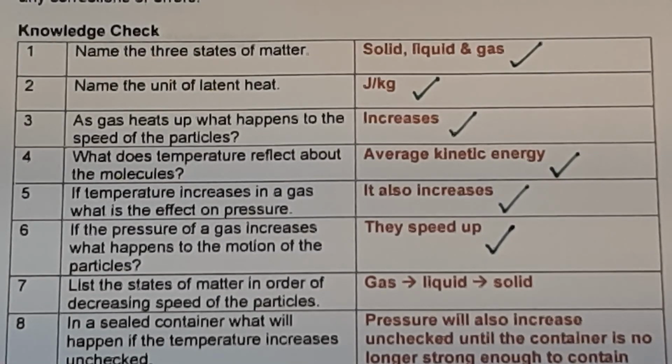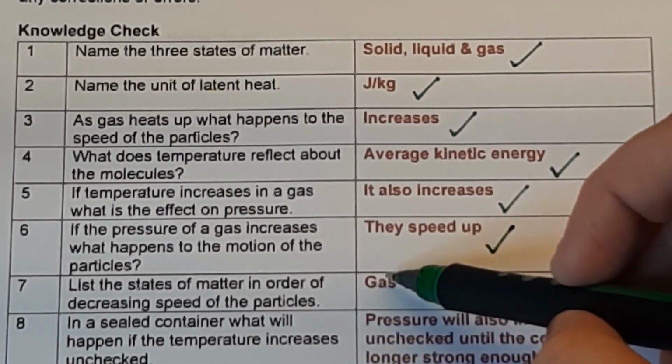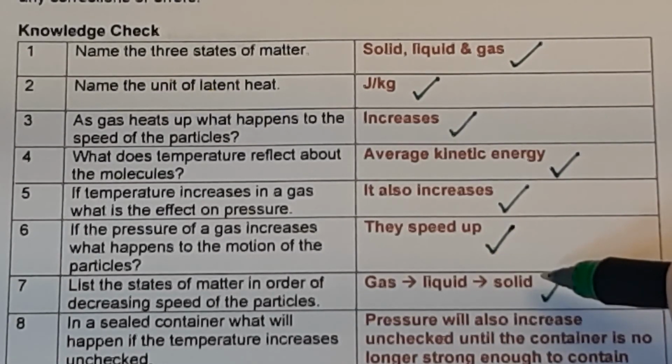Question 7. List the states of matter in order of decreasing speed of the particles. That's from gas to liquid to solid. Gas being the fastest, highest speed, and solid being the slowest or lowest speed.